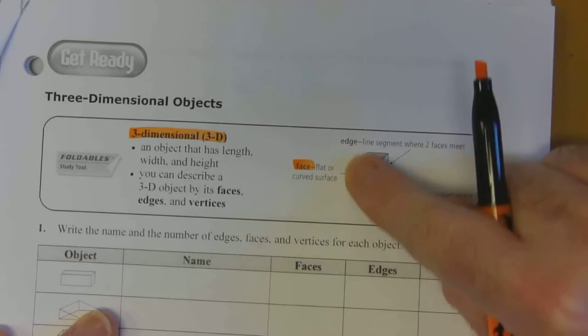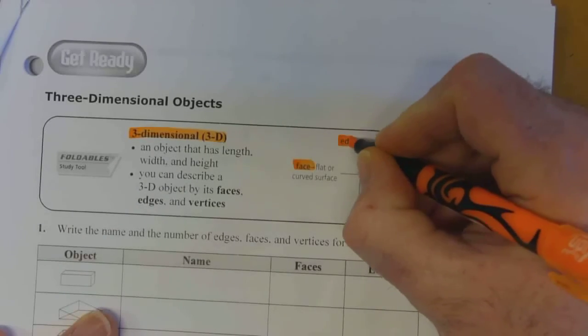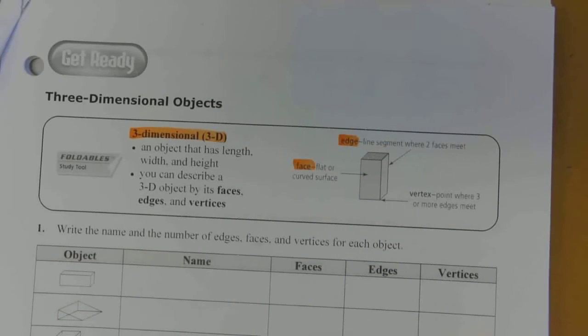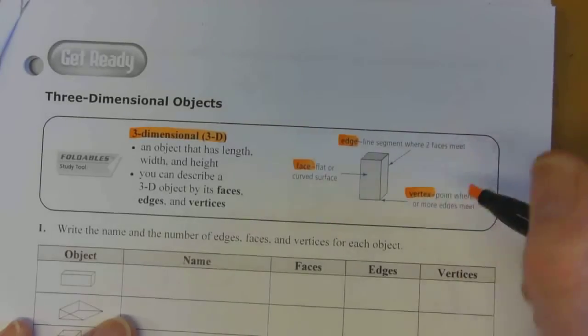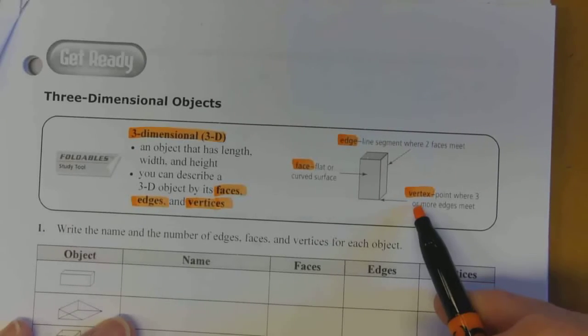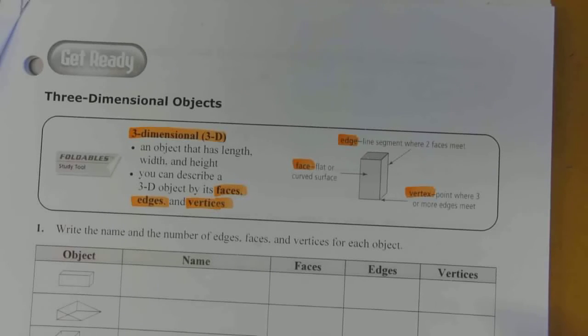So this front piece of this shape is called a face. We have edges as well, which are the straight lines that join the different faces together. And then the vertex, or also called vertices, vertices is plural for vertex. That's the points that join the edges together. So edges join faces together, vertices join edges together.